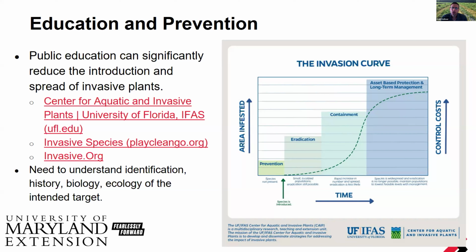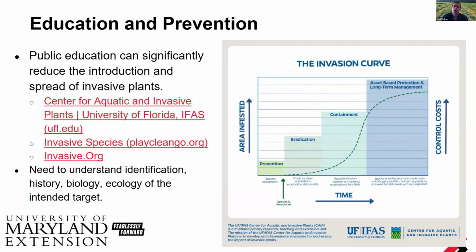If we look at this chart of an invasion curve, prevention is the first step in managing an invasive species. If it's not in an area, then it's a lot easier to control once you see it. But as far as your level of management, if you're trying to eradicate a species, that's going to have to happen early on with small localized populations that you can quickly manage over time.